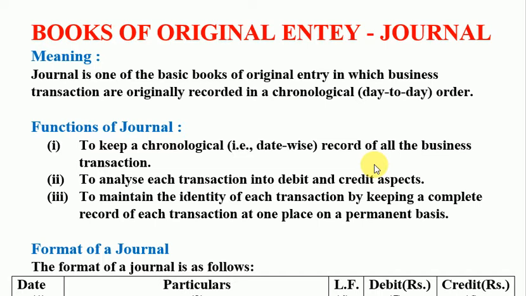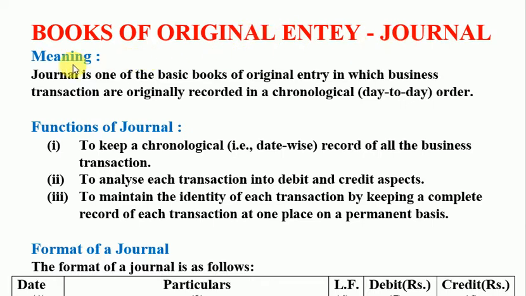In today's video, we are going to start a new chapter, that is Books of Original Entry: Journal. Before starting this chapter, we had already discussed the rules of debit and credit, and with the help of these rules of debit and credit, we can record the journal entry. So, let's start this new chapter.